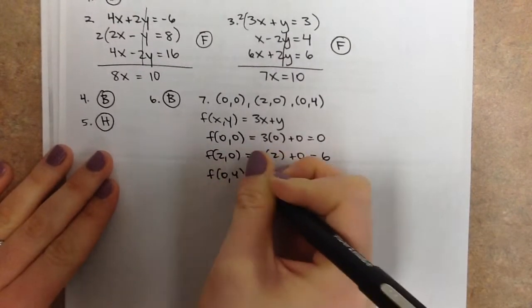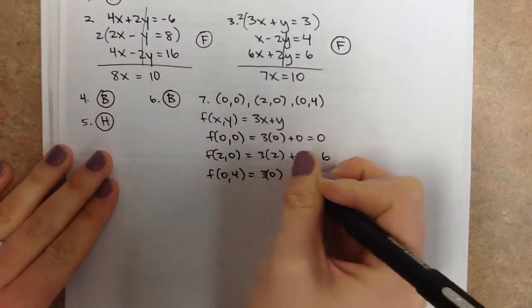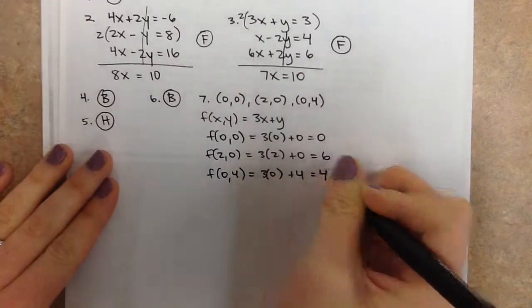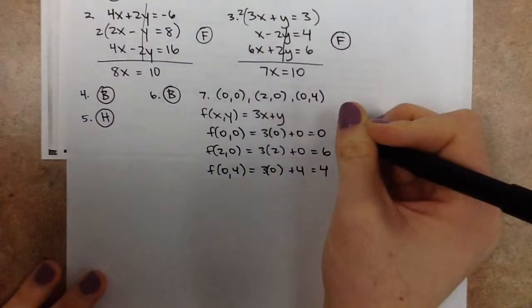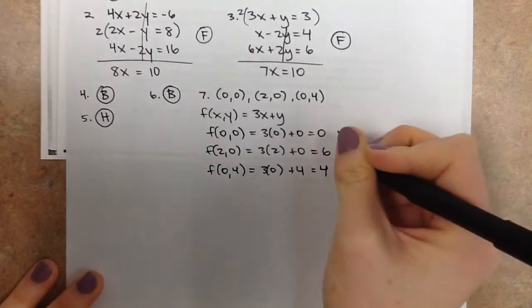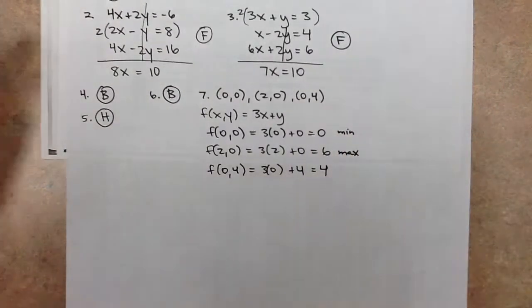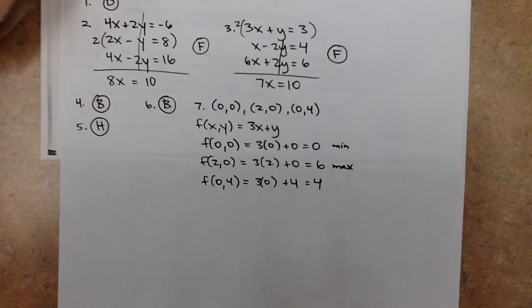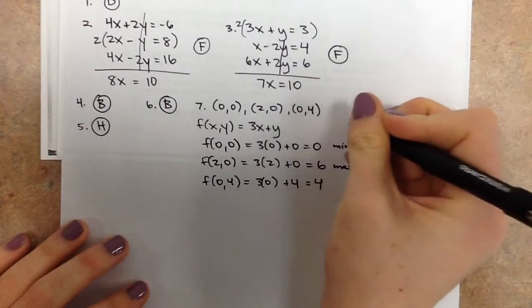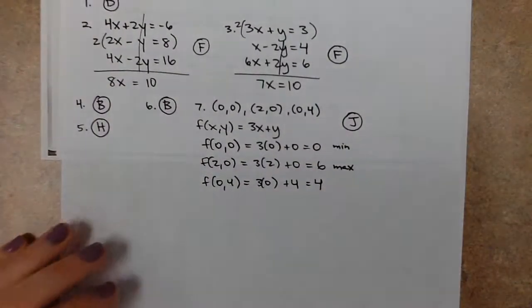And then we can do f of 0, 4. So 3 times 0 plus 4, that's 0 plus 4. So here is our minimum value. Here is our maximum value. They asked for the minimum value. The minimum value is 0. So that is letter J.